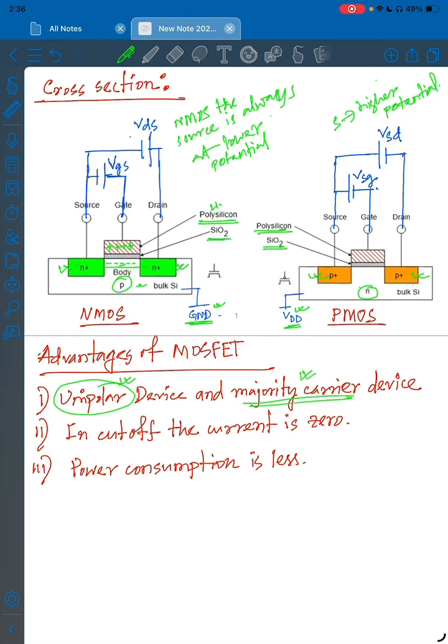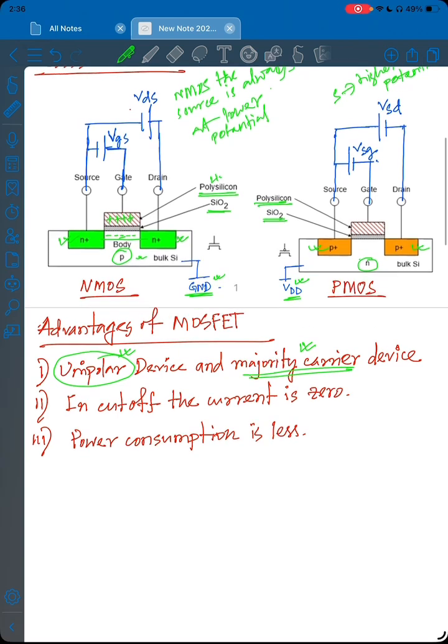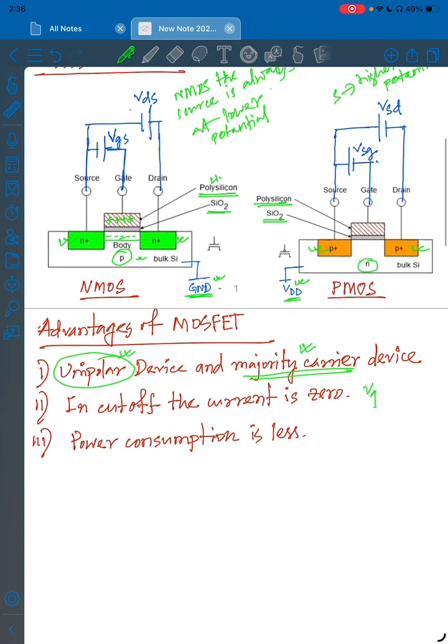And whenever the gate voltage of the MOSFET is below the threshold voltage, the MOSFET doesn't turn on, the inversion channel isn't created, so the MOSFET current is zero. There is no current between the drain and the source.